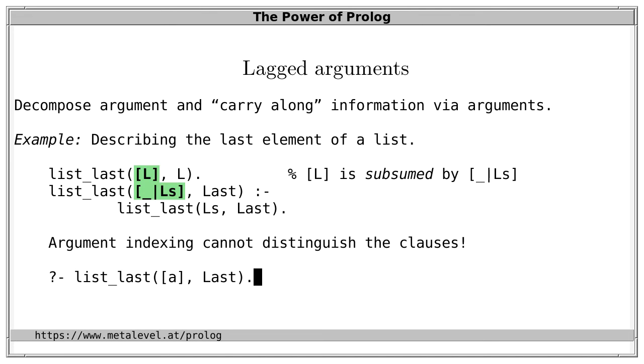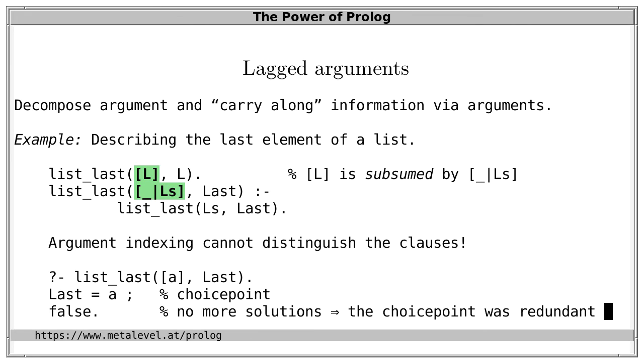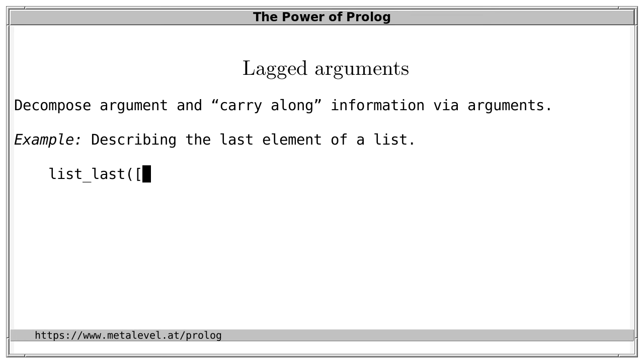And therefore, when we post, for example, this query, then we get a solution and the choice point remains, because both clause heads apply. And on backtracking, we get false. So there are no further solutions, and this means that the choice point was redundant. So to benefit from argument indexing, let's consider both cases at once. That is, let's consider a list that has at least one element L and the tail ls. And let's relate that list to its last element.